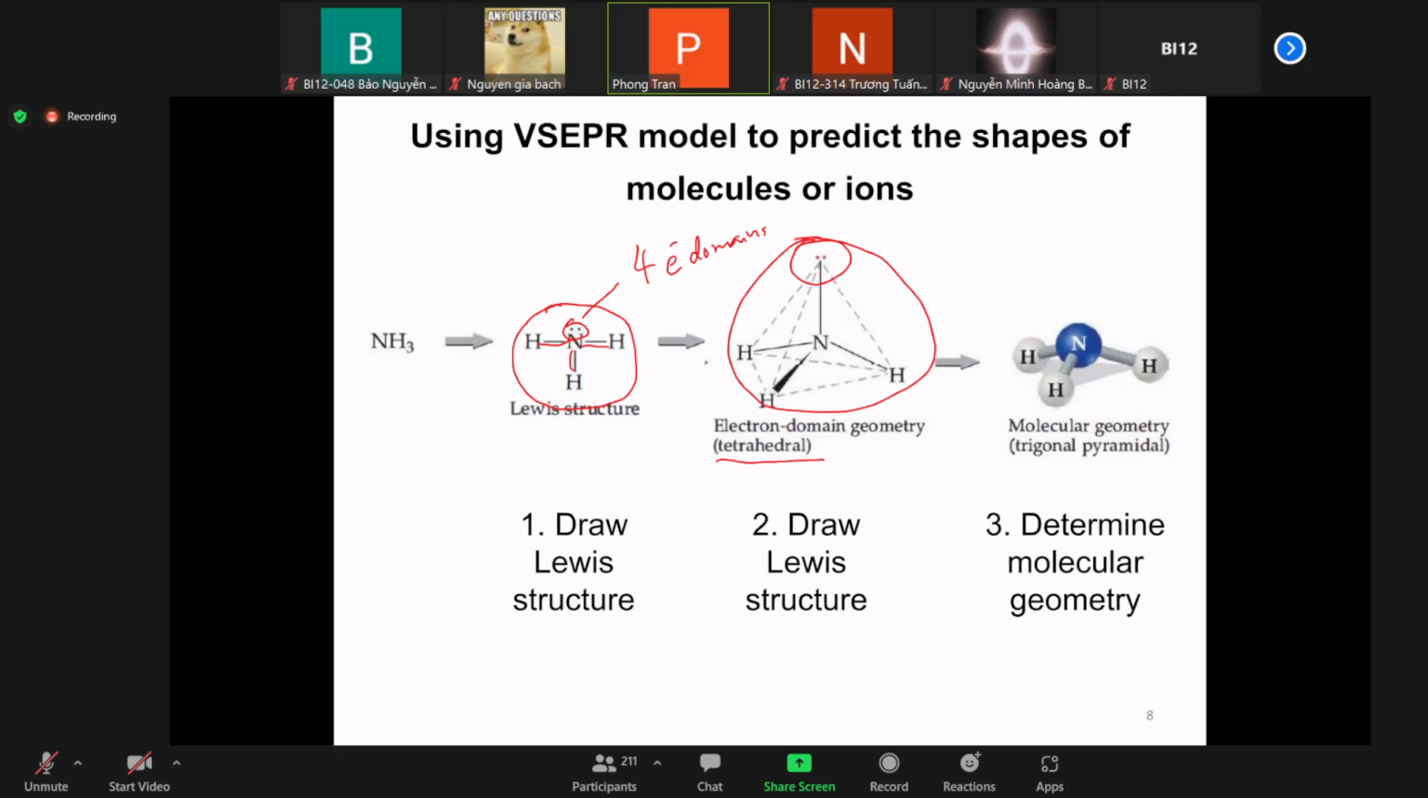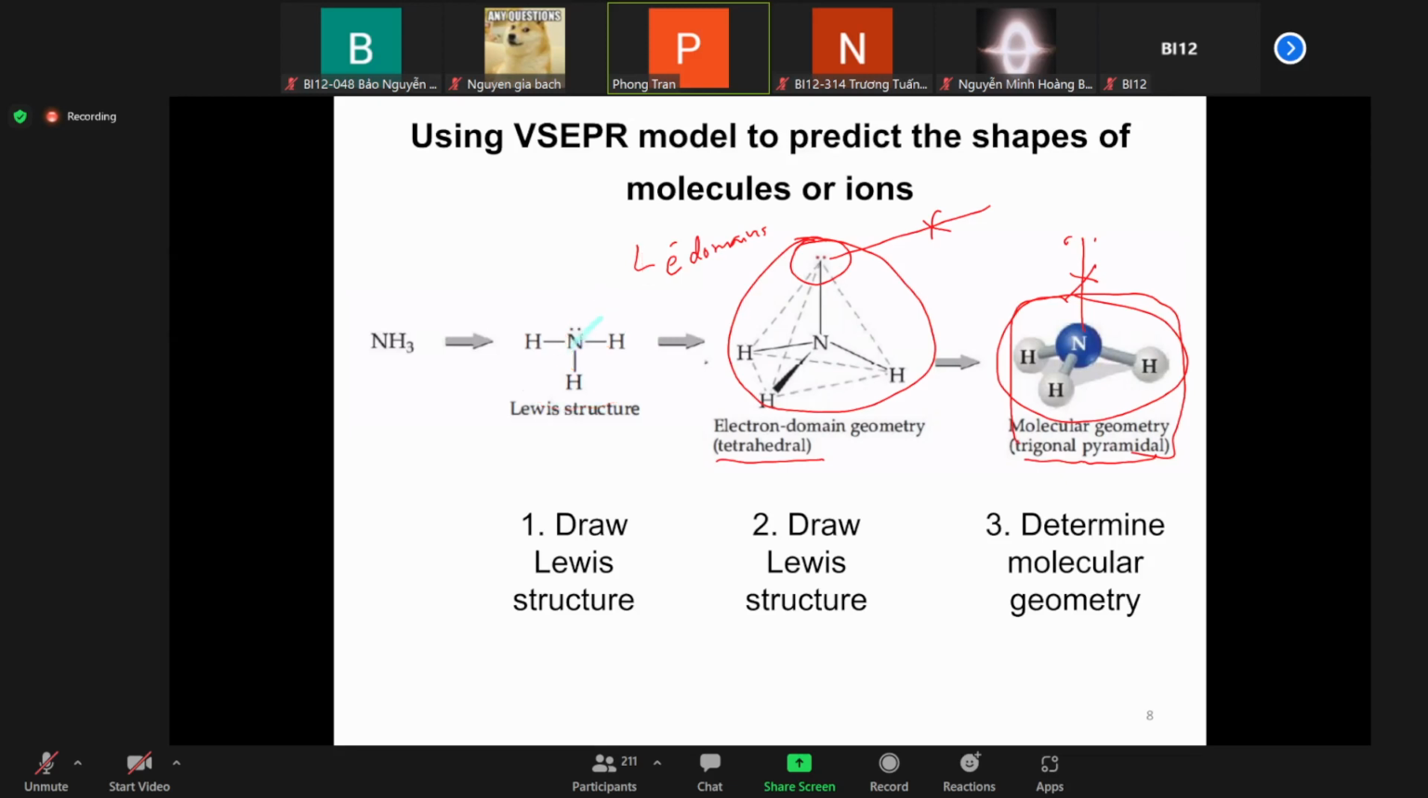But when we look at the real geometry of a molecule, we should exclude the non-bonding electrons, because experimentally we can observe only the bonding. We cannot observe the non-bonding electrons. When you exclude them, you will have a final structure with nitrogen in the center and the 3 hydrogens around. So you will have trigonal pyramidal geometry. This will be the final geometry of the molecule NH3.